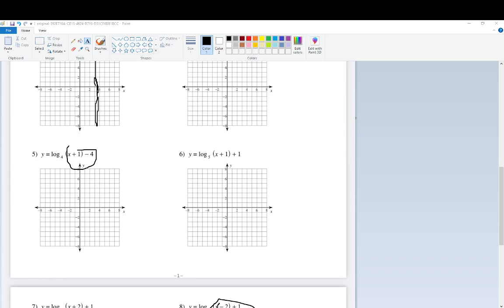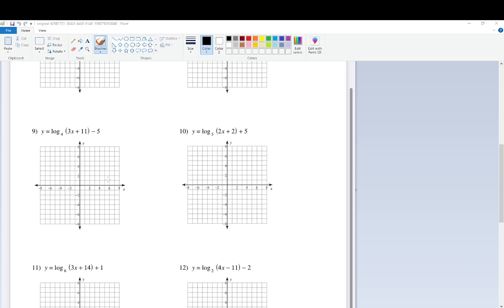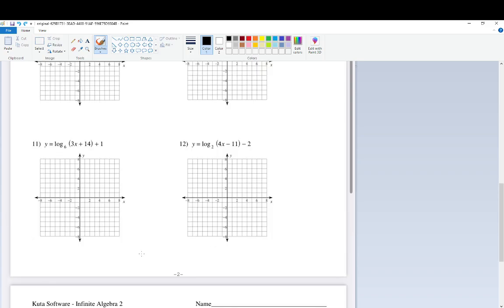So let's move on to the next one. These are the same thing. This might even be the same graph. Oh, no, it's not. Okay, so 3. Oh, yeah, it is the same graph. It just continues on. And then the number key.